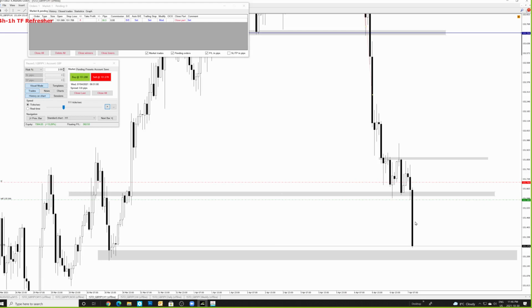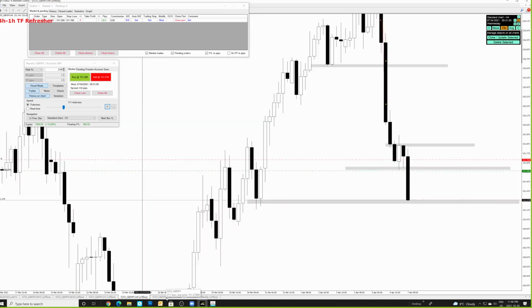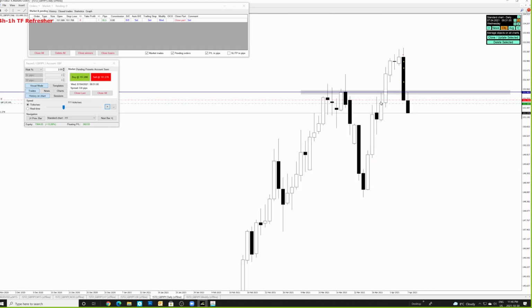No confusion, even though the 1 hour had some wicks over here, but we only went off of the 4 hour time frame and we went off of the daily possible fake out rejection right here. That's it. That's all we did at this point. So probably going to close partials, maybe close like 75%, put stops at break even.